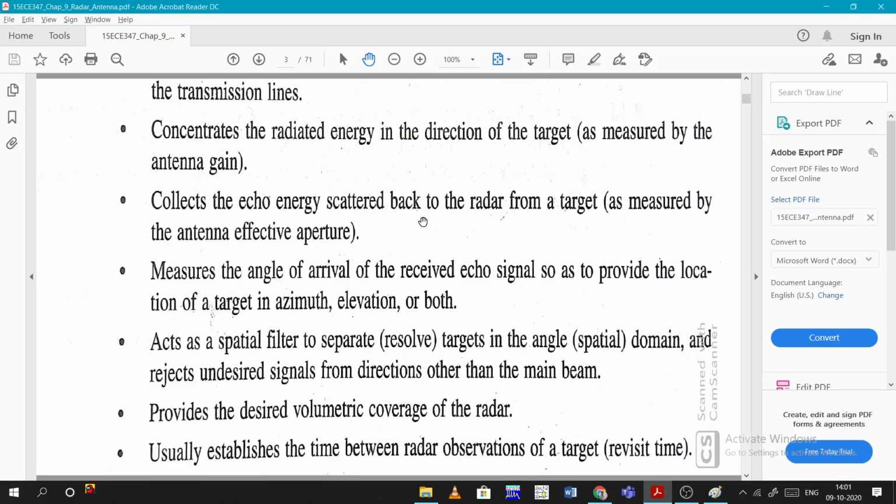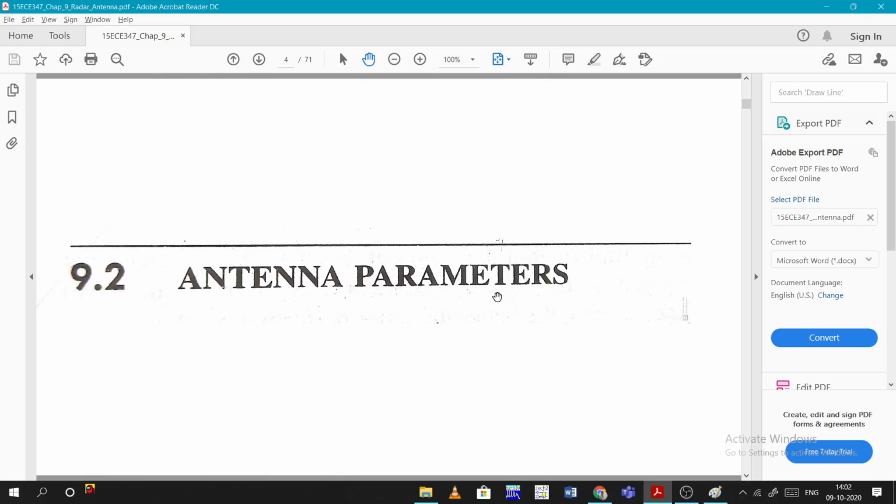It provides the desired volumetric coverage of the radar. It also tells us how much of the entire area it will cover. It usually establishes the time between the radar's observations of a target. We call that the revisit time. So this is how it works. Next, coming to the antenna parameters.